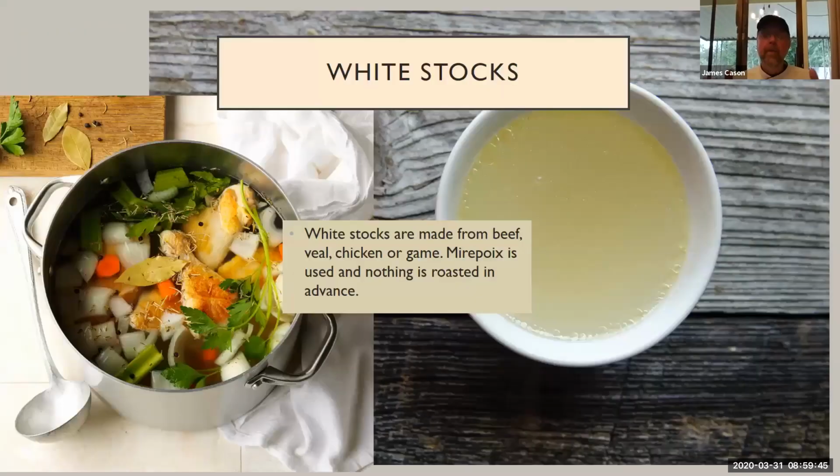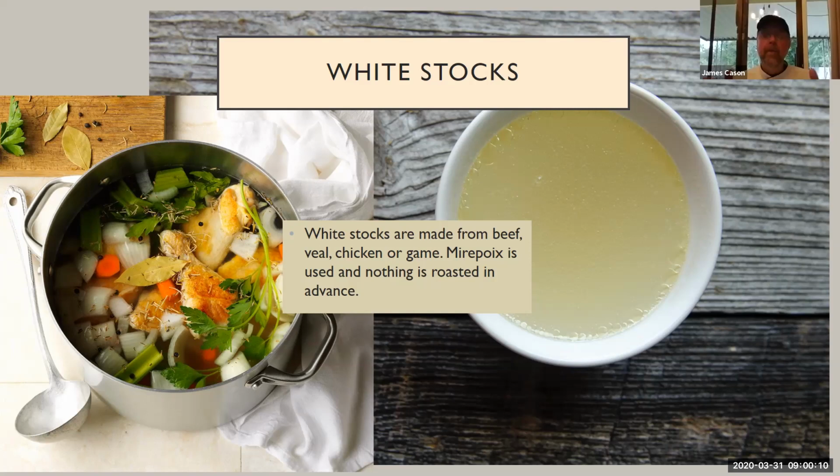White stocks are made from beef, veal, or chicken or game. The mirepoix is used and nothing is roasted in advance. We won't in this class, but in the restaurant, we make white veal stocks. White veal stocks have a lot of collagen in them. They're very high in protein, very easily digested, and have good nutritional value.